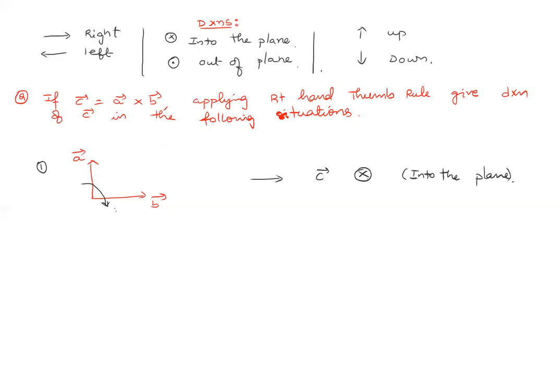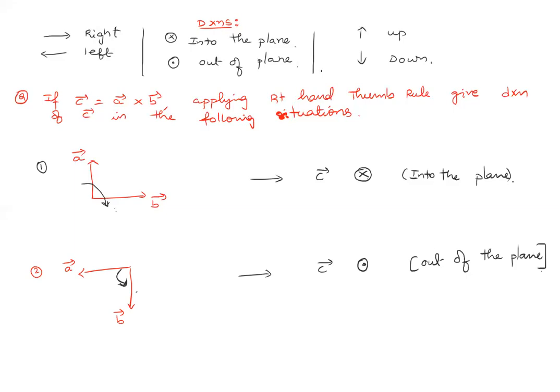Okay, next, second case. You must visualize with your fingers, or take two pens, or a pen and a pencil, and then do it. If this is A bar and this is B bar, and you are curling your four fingers along A and curling towards B, you are supposed to curl your right hand like this. So in this case, C bar is out of the plane.